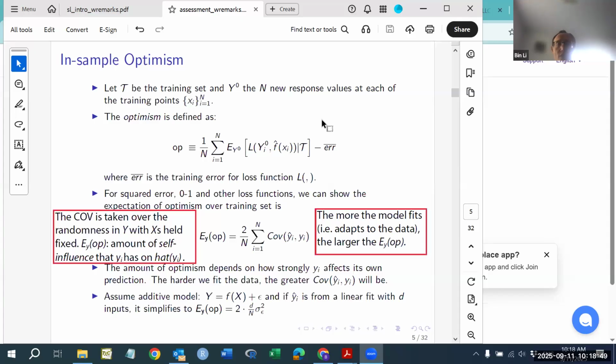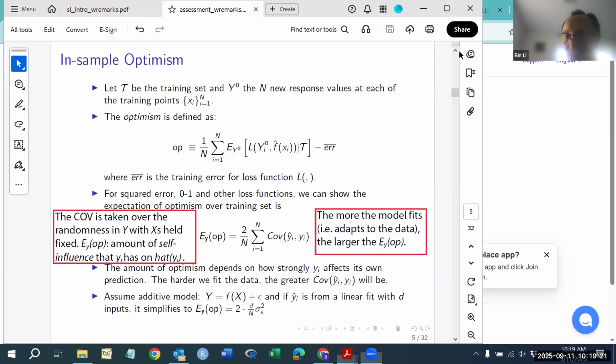So for the in-sample optimism, let's say T is the notation for the training set. Y0 is the new response value at each of the training points, and that's what I mentioned minutes ago. These are the new Ys, but with the X fixed at the training points. So what is the in-sample optimism? In-sample optimism, OP, is defined as this one.